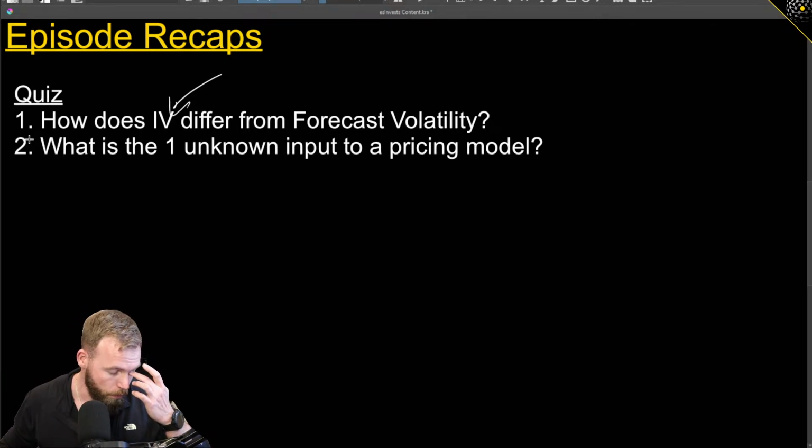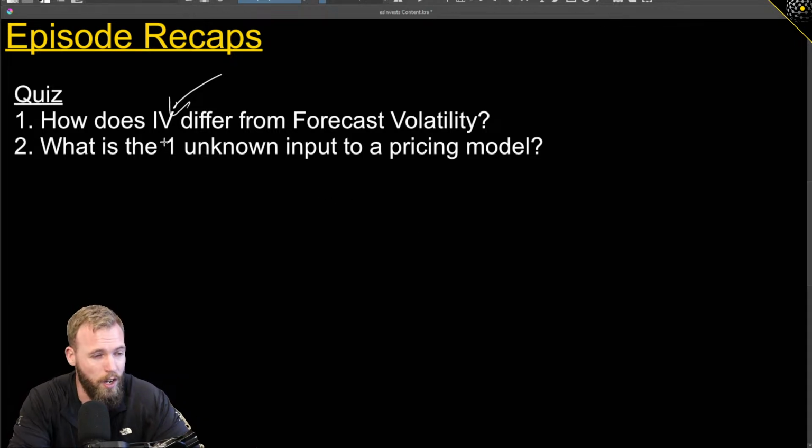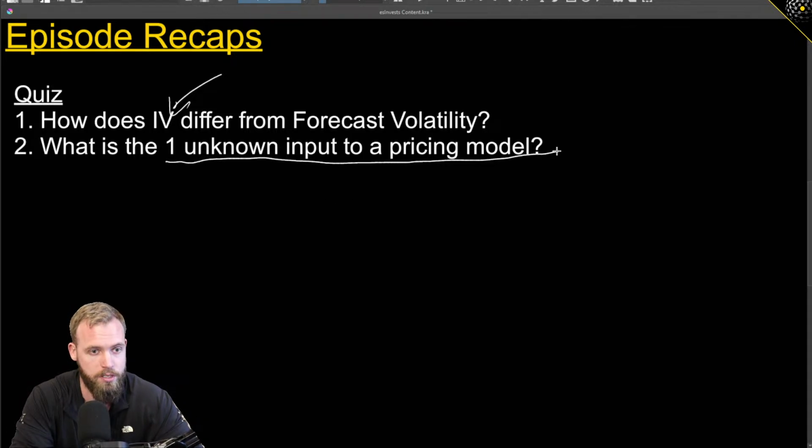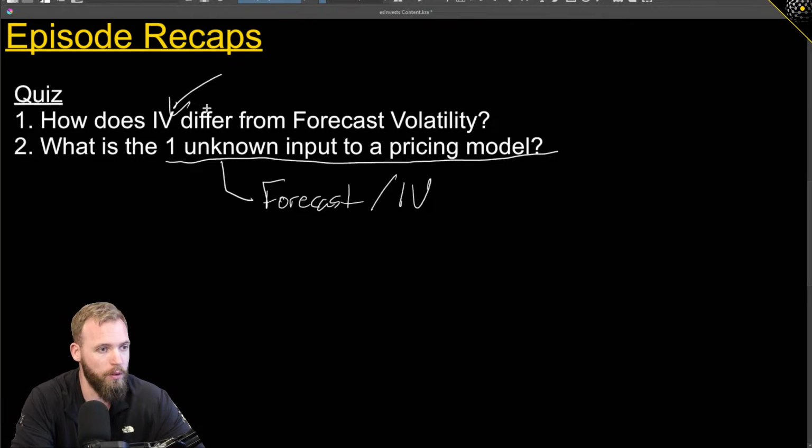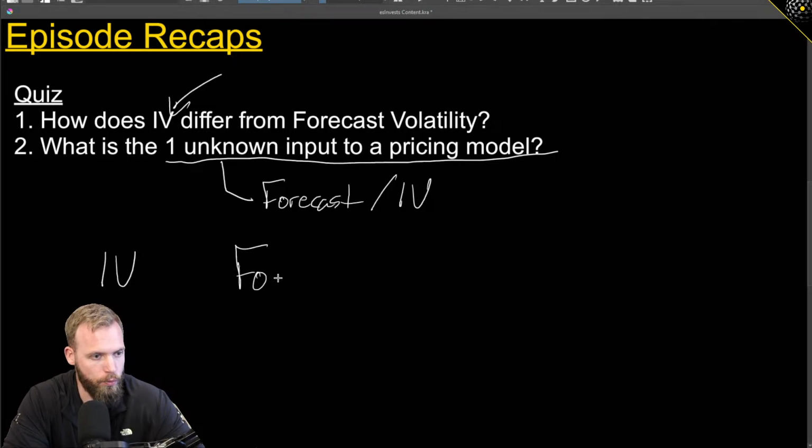So in this context, the one unknown input to a pricing model would not be something like historic vol or realized vol. The one unknown input would be forecast, and the other acceptable answer is implied volatility. So forward looking, that's the key takeaway here: we're talking about forward looking volatility. So now, how does IV differ from forecast? Really simple.